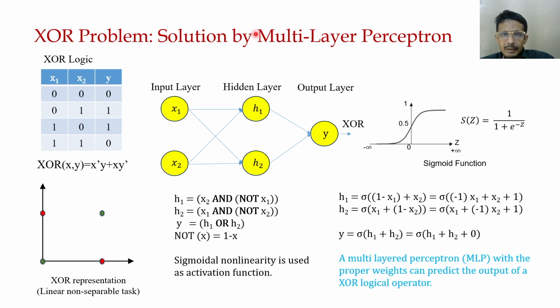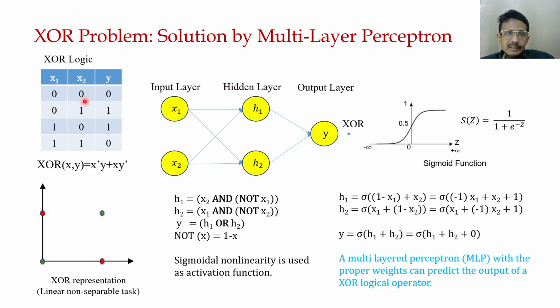The multi-layer perceptron means that there is more than one layer. In a single-layer perceptron, there is only one layer. But in a multi-layer perceptron, between the input layer and the output layer there is another layer. It is called the hidden layer.